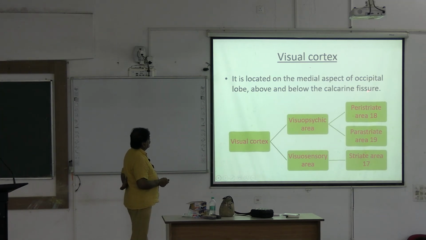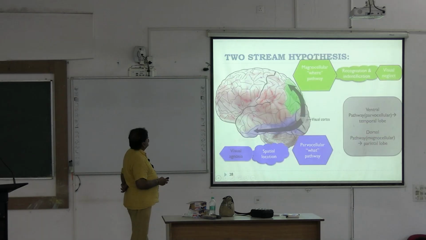the calcarine fissure. Now, visual cortex: visuopsychic area, visuosensory area, peristriate area 18, parastriate area 19, striate area 17. Now, two-stream hypothesis.